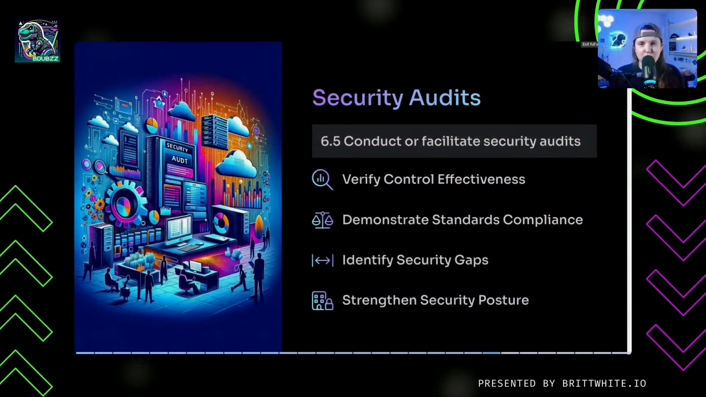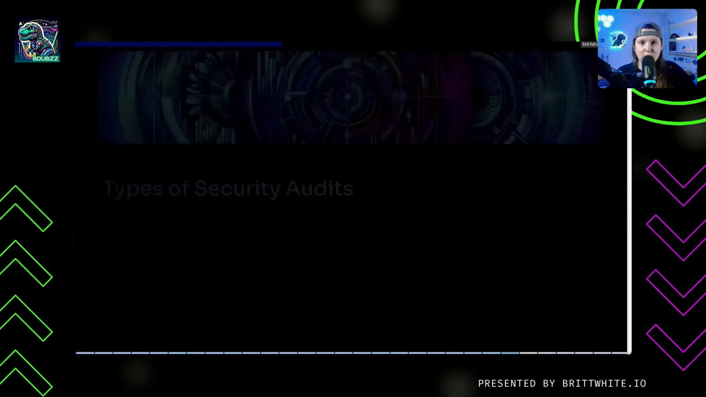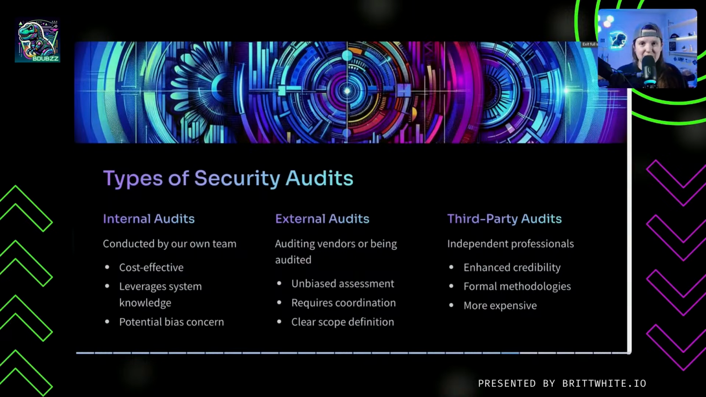They verify that our controls are working effectively and meeting required standards, while providing concrete evidence that our security measures deliver results. These audits not only demonstrate regulatory compliance, but they also play an important role in identifying security gaps and highlighting opportunities to strengthen our security posture. Now let's look at how they work. We've got 3 distinct types of audits, with each one serving a specific purpose in a comprehensive audit program. Internal audits are conducted by our own team.